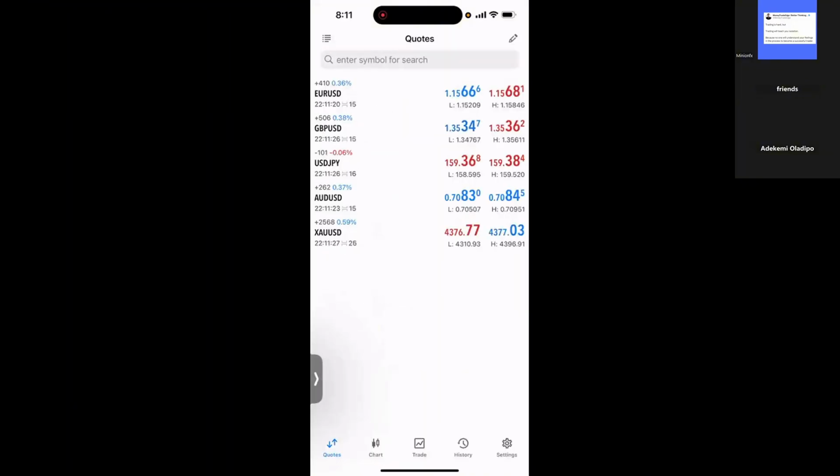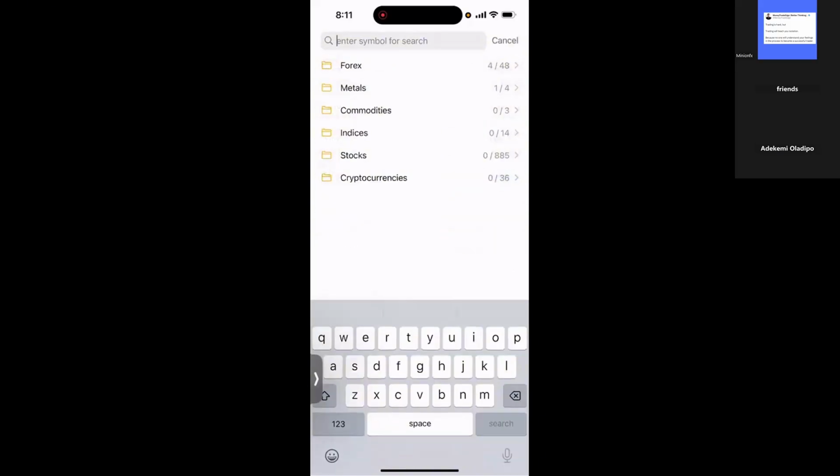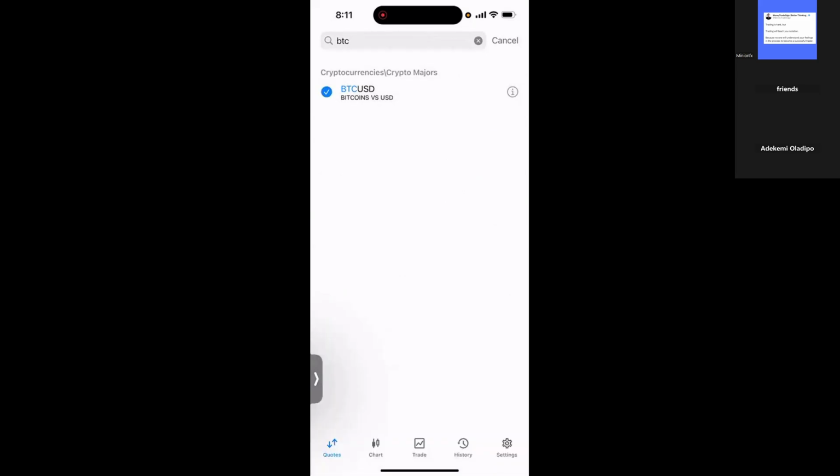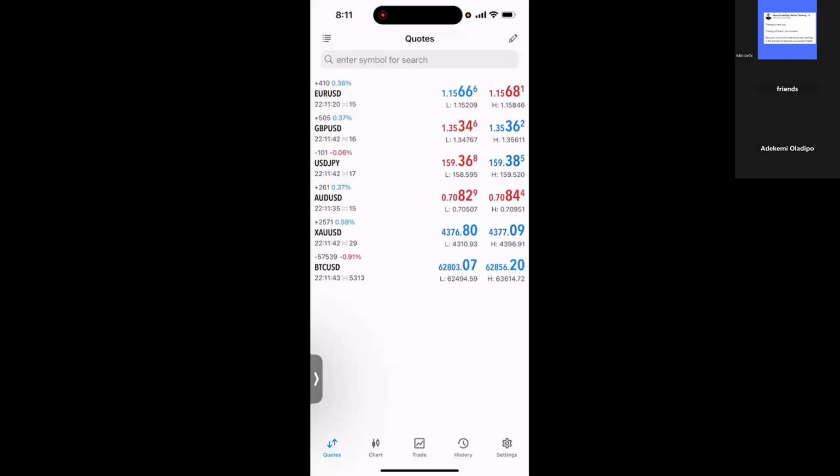Check if you see it on your watch list now. Good. So let's add one more. Let's add BTC USD. BTC USD is for crypto. Search for BTC USD. So click on the circle. Exactly. Click on cancel. Exactly. So now we've added some new pairs.